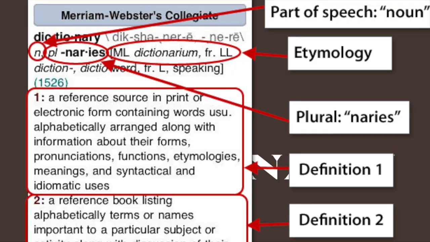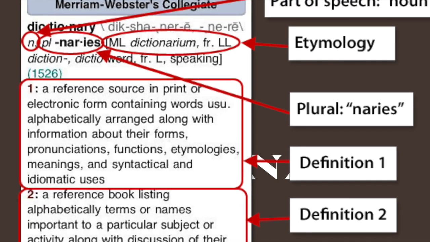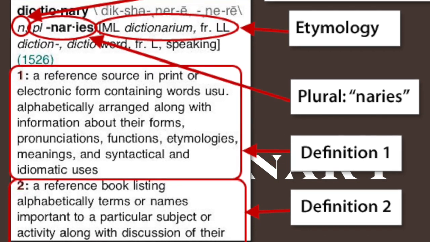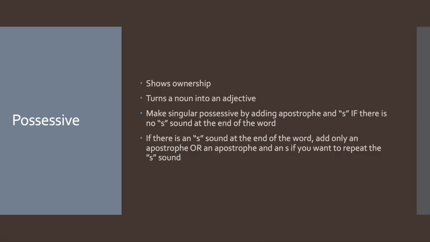Any dictionary will tell you what the plural of a word is. Okay, let's move on to possessives. Possessives show ownership. That means that now that you have this lovely vocabulary of parts of speech, I can remind you that plurals are nouns and possessives are adjectives.